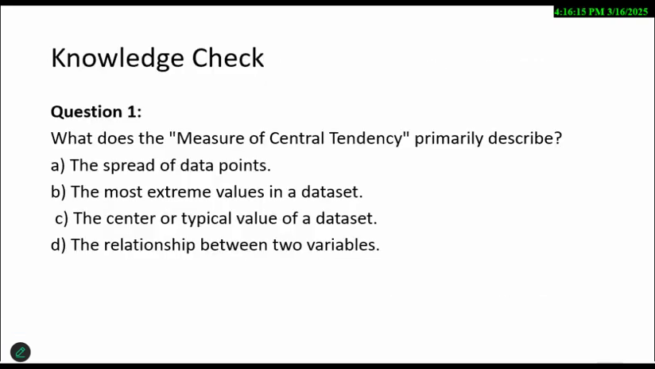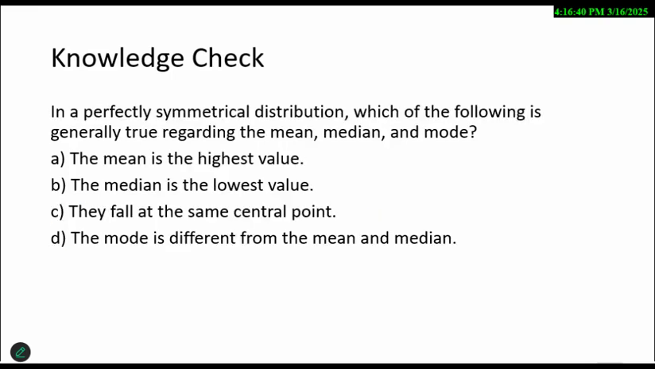So what does the measure of central tendency describe? Here's a knowledge check. A, the spread of data points. B, the most extreme values in a data set. C, the center or a typical value of a data set. D, the relationship between 2 variables. It is the center or typical value of a data set on a graph.